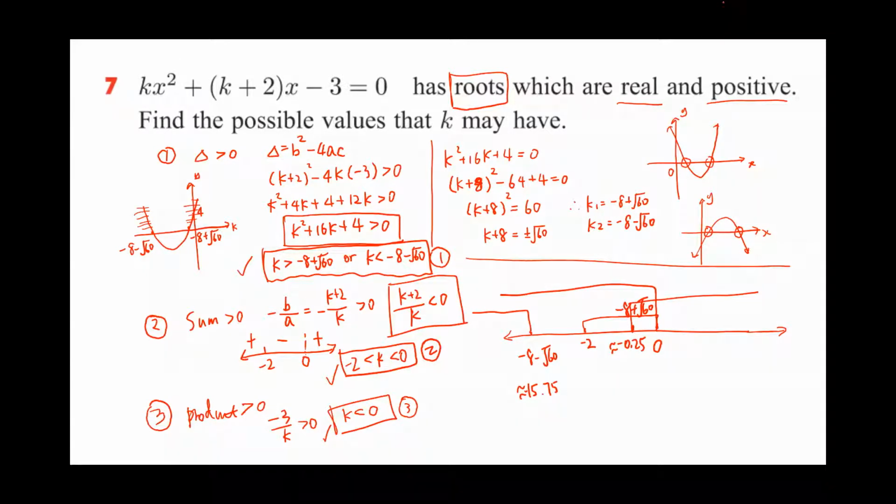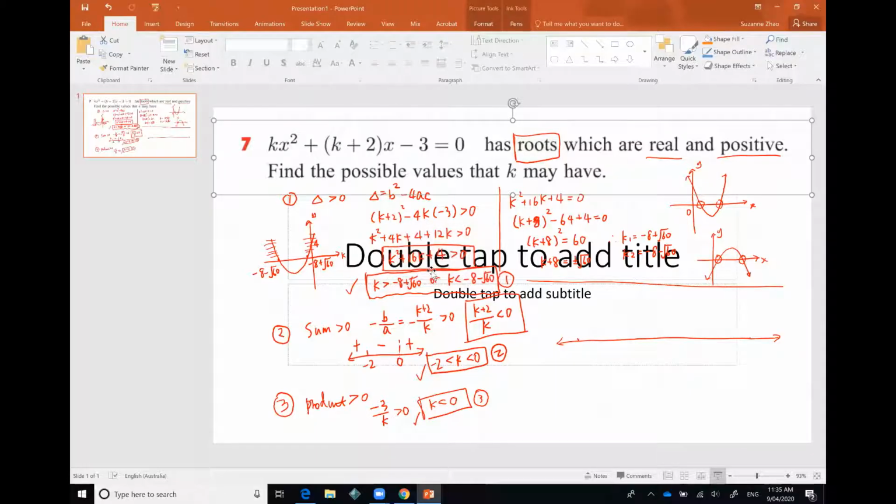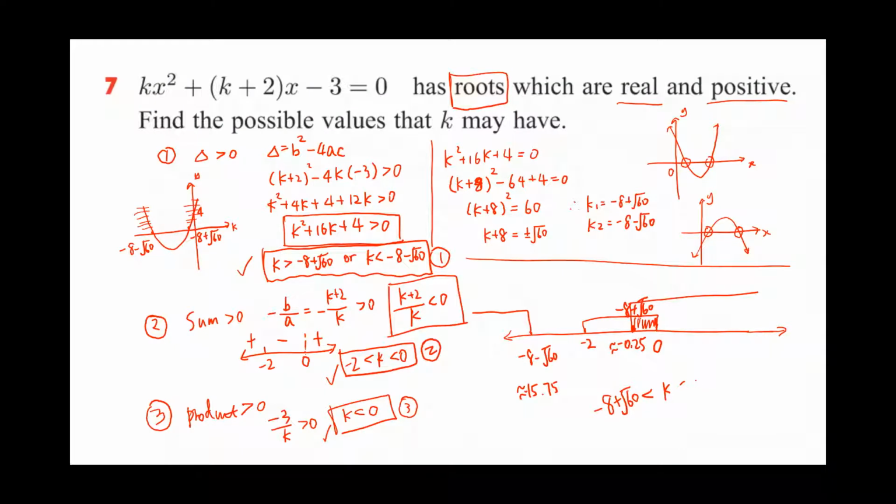Can you see that, guys? Do they all overlap at 0? Which interval do they overlap? 0, 2. Can you see the overlap here? Oh, 0 to negative 2.5. Therefore, K is 0.25. That would be your answer.